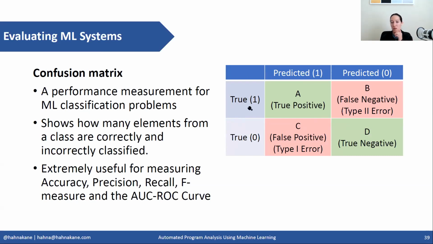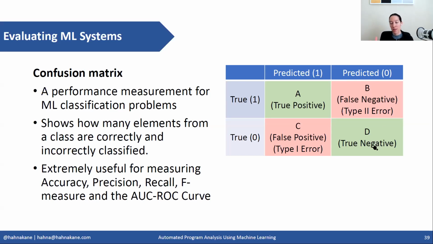So how do you interpret this, right? Say that you were expecting a value of 1 and you predicted a value of 1. That will be considered a true positive, right? So this cell will show the number of true positives from its analysis. But if you were expecting a 1 and predicted a 0, that's considered a false negative or a type 2 error. If you were expecting a 0 and predicted a 1, that's considered a false positive. Whereas if you were expecting a 0 and predicted a 0, that's considered a true negative.